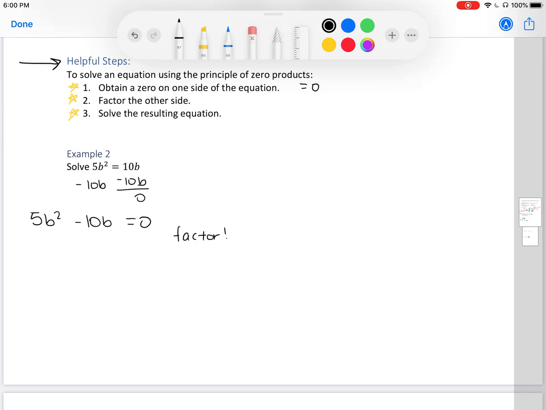I see that they have a b in common, and they can both be divided by 5. So let's factor out a 5b. If we do, we're left with b minus 10 divided by 5, which is 2, so b minus 2. All right, now we have our principle.